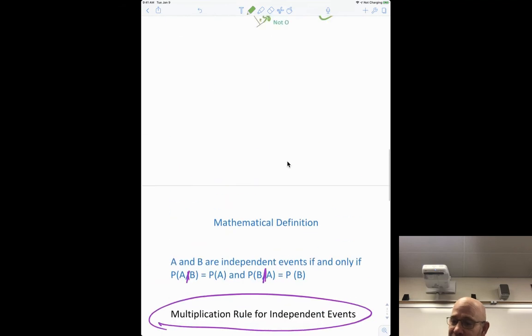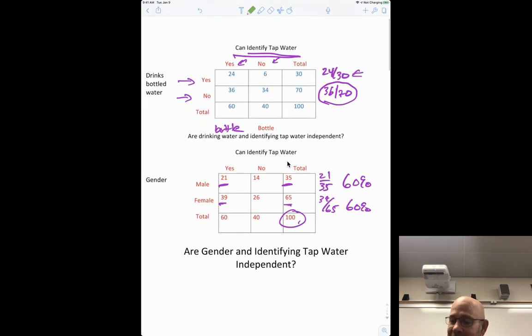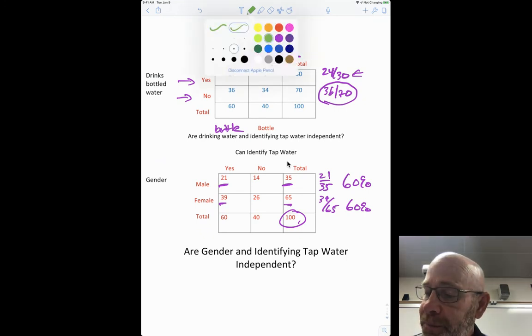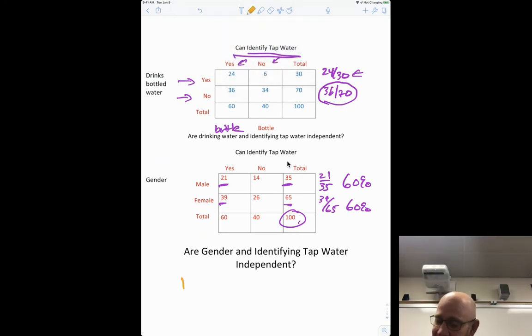So if I ask you, let's go back to the original problem here, and I said, are they independent? If someone says, are they independent, what you're going to do is test. So you're going to go the probability of, we'll just pick one. I'm going to go up to the top one. So we'll go drinks bottled water, given can identify. I'm just going to go find that probability. Drinks bottled water, given that they can identify. So these are the ones that come out at 60, 24 out of 60.